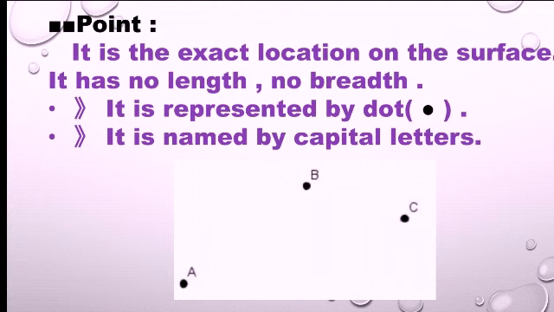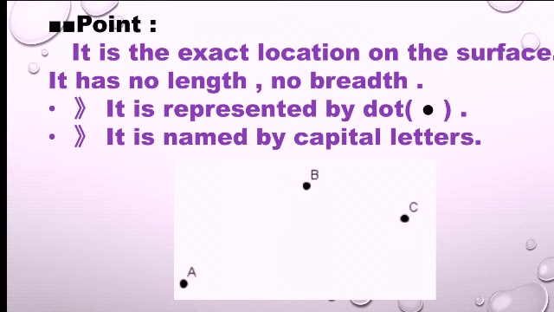We will discuss point. What is meant by point? Point means it indicates an exact location on a surface. It has no length, no breadth. So it has no size actually. Usually it is denoted by a dot.